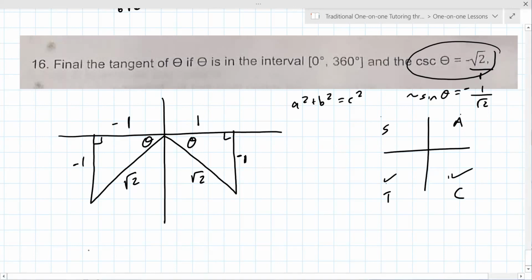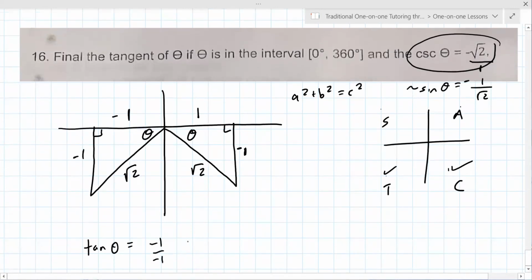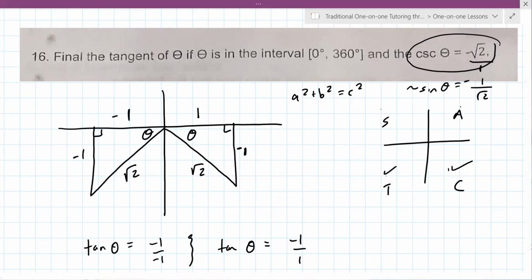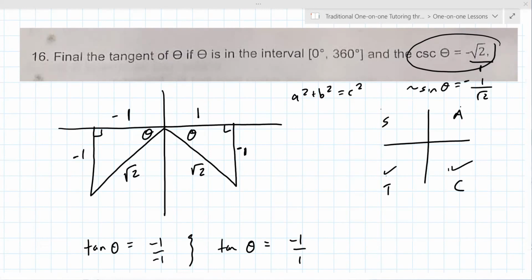So then to find the tangent of theta, depending on which quadrant you're in, it's either -1 over -1, or if it's the one on the right, it's -1 over +1. I apologize if that was confusing. It should be much clearer on the test.